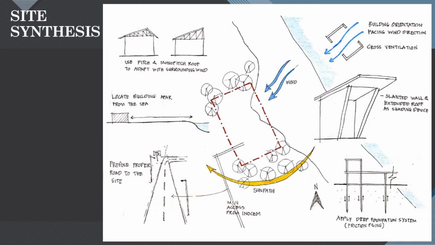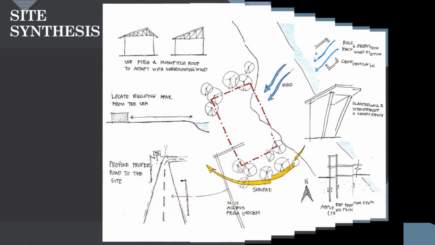Fourth, propose proper pathway or road to the site. Fifth, locate the building further from the sea and sandy area. And last but not least, use the pitch and monopitch roof to adapt with the wind flow at the site.